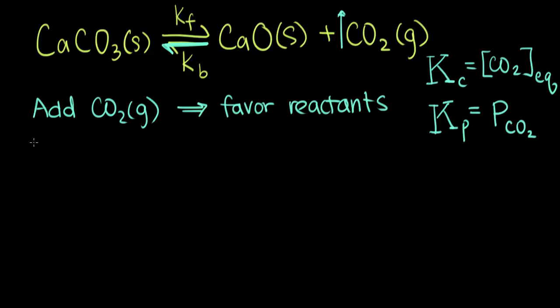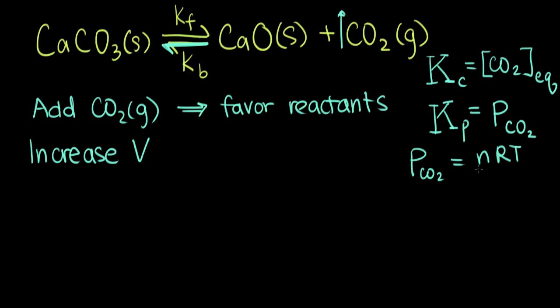We're going to think about what happens when you increase the volume of our container. We can rewrite the partial pressure in terms of the volume. Using the ideal gas law, the partial pressure of CO2 is equal to the moles of CO2 times RT divided by the volume. Similarly, we can rewrite molar concentration as moles divided by volume. Increasing the volume, since it's in the denominator, will make our pressure go down. So our partial pressure of CO2 will go down, and we won't be at equilibrium anymore.